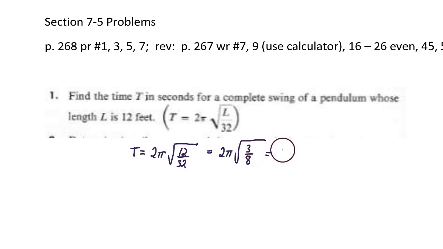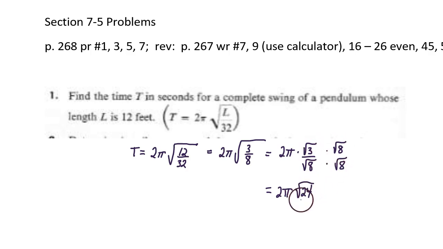Now let's separate that fraction into separate numerators and denominators. So we have 2 pi times the square root of 3 over the square root of 8. Now rationalize the denominator by multiplying top and bottom by the square root of 8. Now we have 2 pi times the square root of 24, because 3 times 8 is 24 under a radical, all over 8.